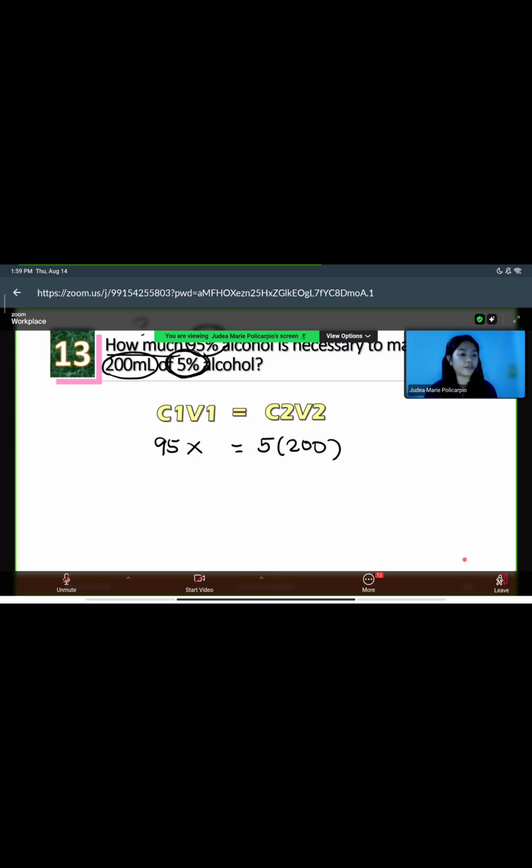So let's try to look at the problem natin. Nasan yung word na "of"? Ito yung "of" natin. May number siya sa left, may number siya sa right side.